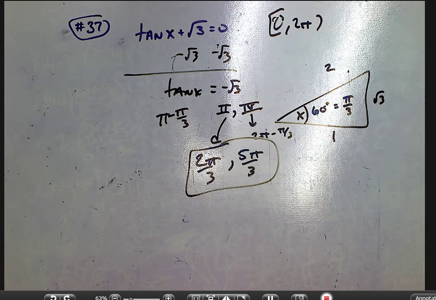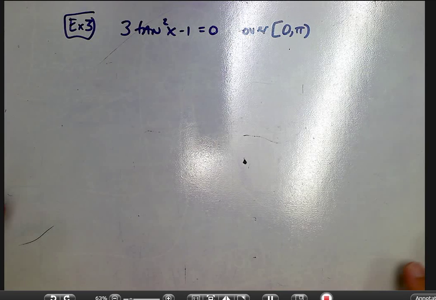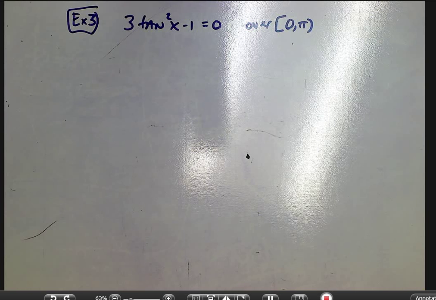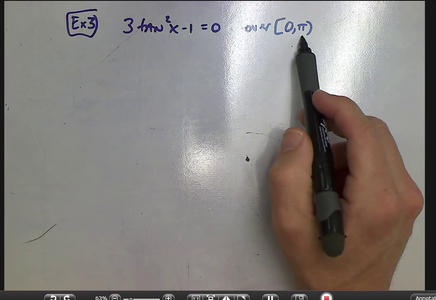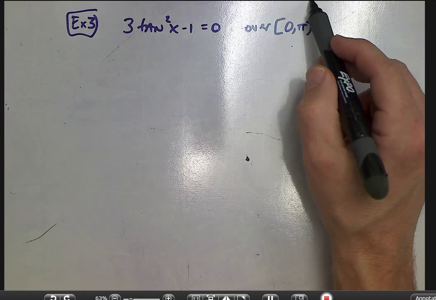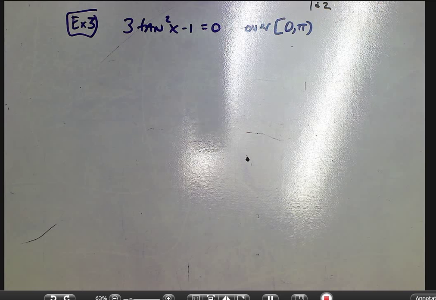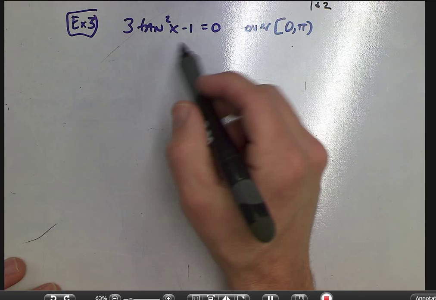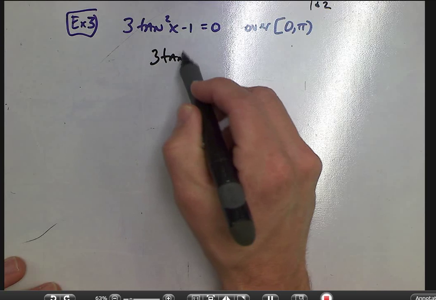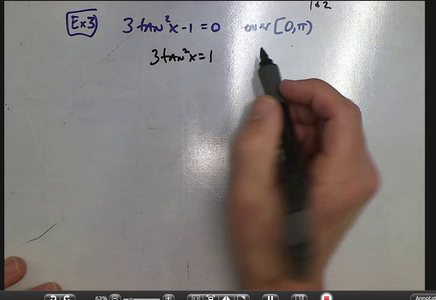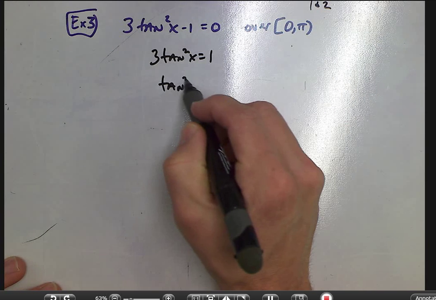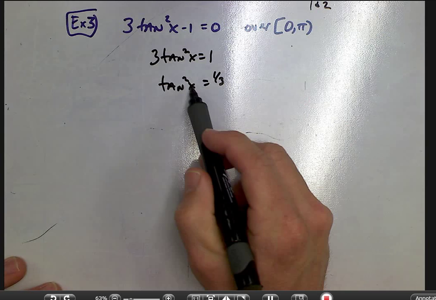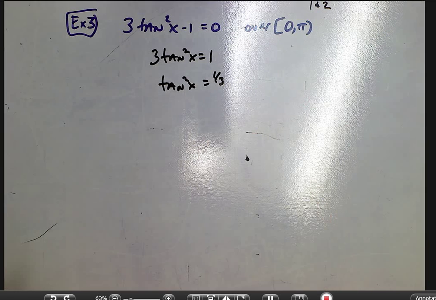Moving on to example number 3. Notice on example 3, it says over the interval from 0 to pi. So that's only in quadrant 1 and 2. Well, first thing I'm going to do is add 1. 3 tangent squared x equals 1. Divide by 3. Because it's squared, I now have to take the square root of both sides.